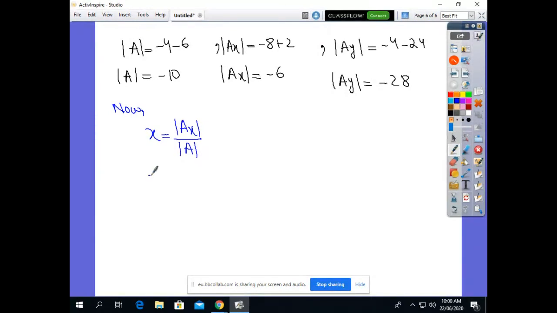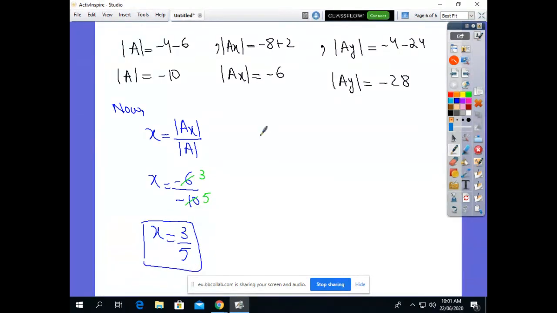Now we replace the value of AX. What is the value of AX? We get the determinant of AX as -6. And what is the determinant of A? Which is -10. After simplification, 2 threes are 6 and 2 fives are 10, and the negative sign cancels with the negative sign. It becomes 3 by 5, which is the value of X.